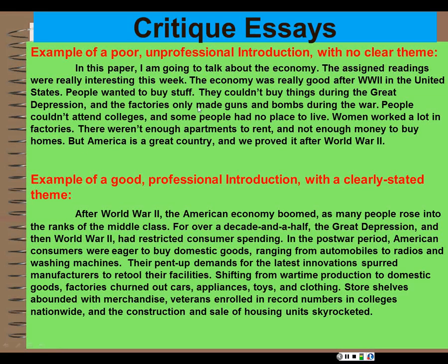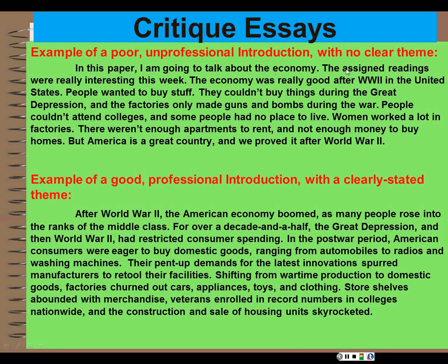Well, I think you see why this is kind of a 5th, 6th grade paragraph. In the beginning, you're saying, in this paper I'm going to talk. Well, you don't need to say I, right? We're just going to state the theme like we do down here. After World War II, the American economy boomed. Okay, so leave out I. I'm going to talk about the economy. That sounds like a 6th grader.